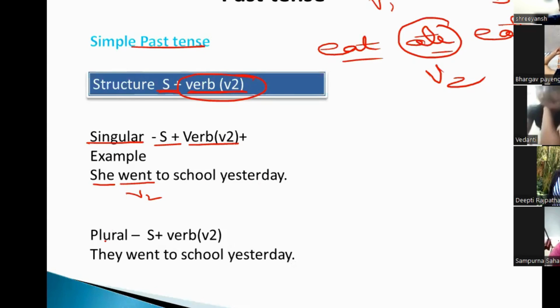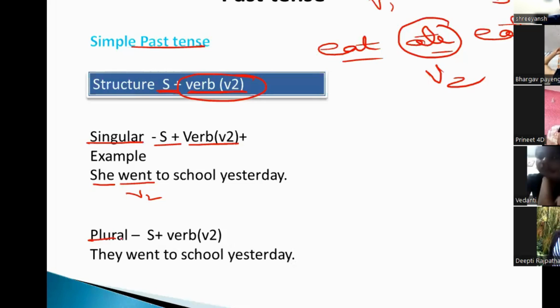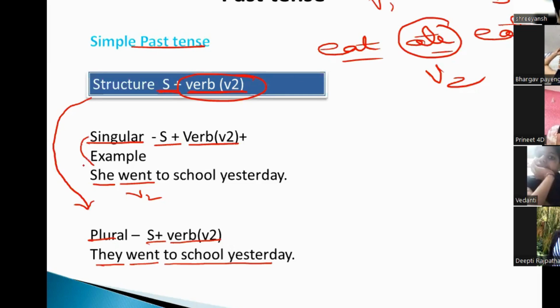And if your subject is plural, then also we have the same structure, subject plus V2 form of verb. Like they went to school yesterday. They are exactly following the structure that we have taken for simple past tense, isn't it? Yes? Okay, so this is about the simple past tense. Clear, everyone?